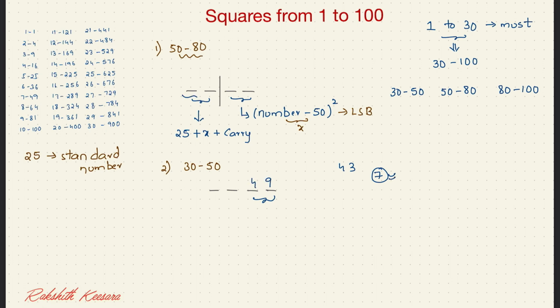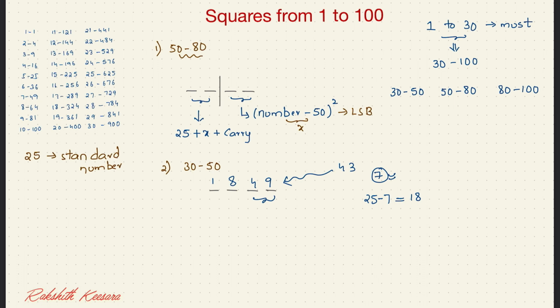And here you added that number with 25. Here you should subtract the number from 25. That is the difference. So that is 25 minus 7, which is 18. So 1849. This is for 43.